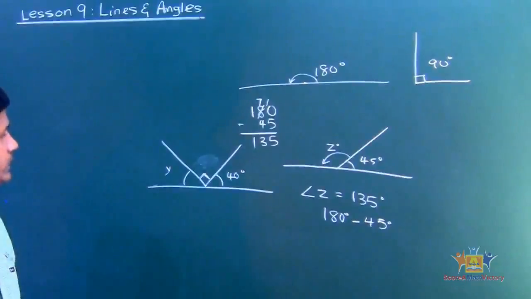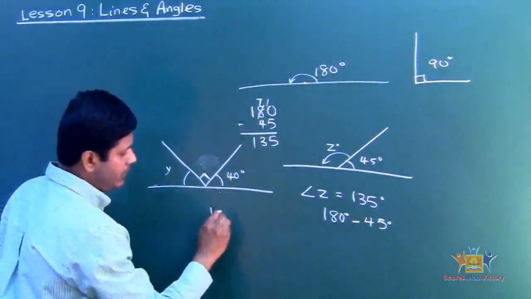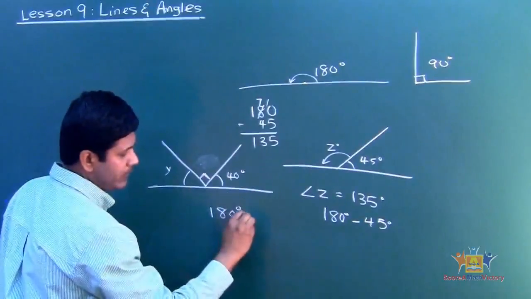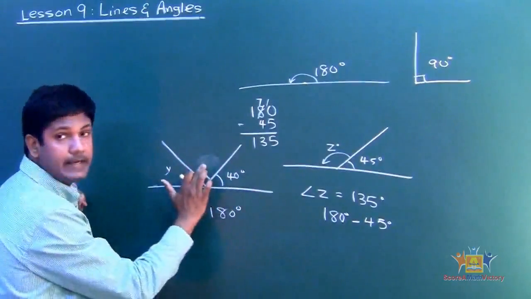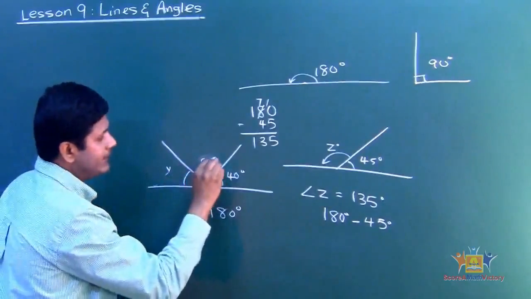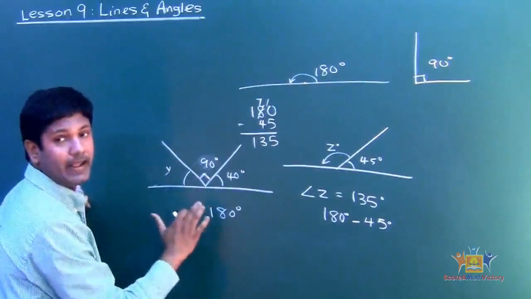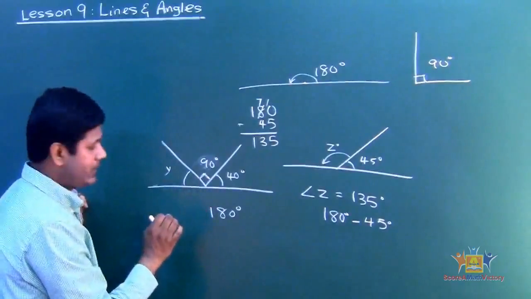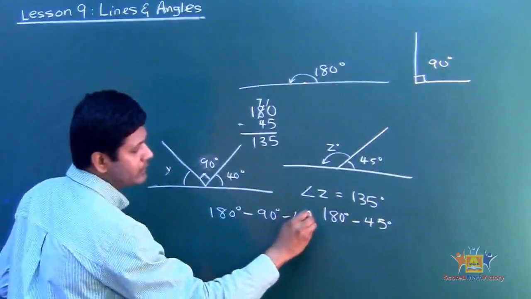So how do I do? And you know that the total angle is what? 180 degrees. In order for me to find y, I've got to subtract 40 and 90. See that? They didn't give you, but you know it's a square. It's a small square, it's a right angle. Alright? So that means 180 minus 90 minus 40.